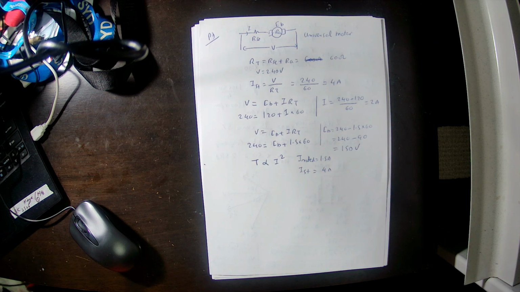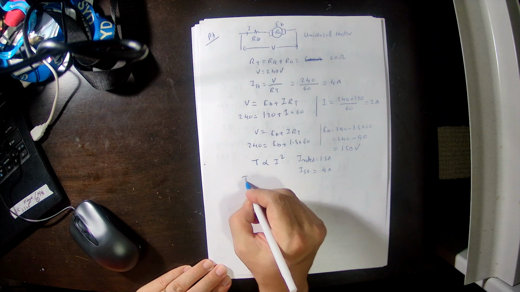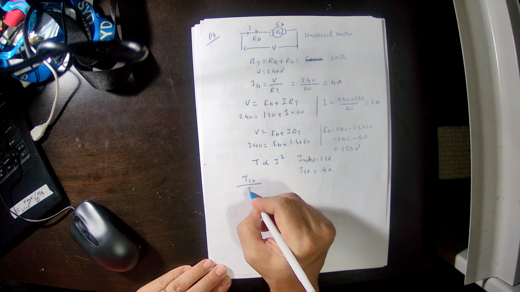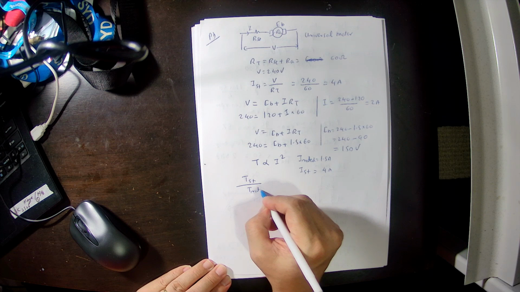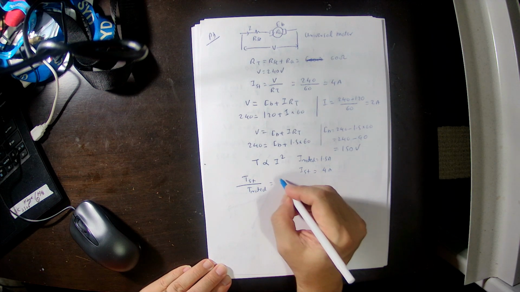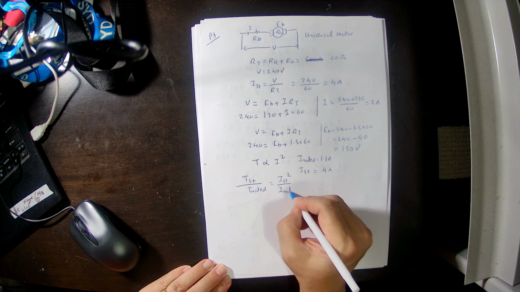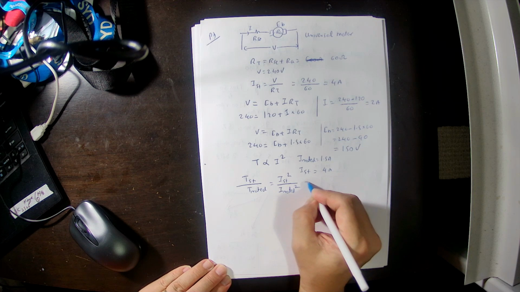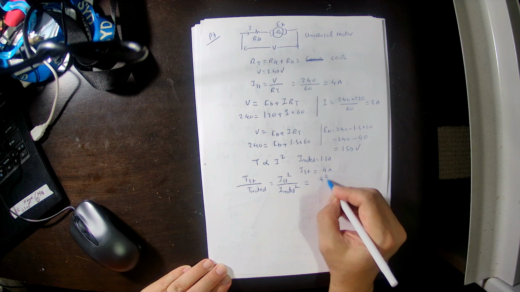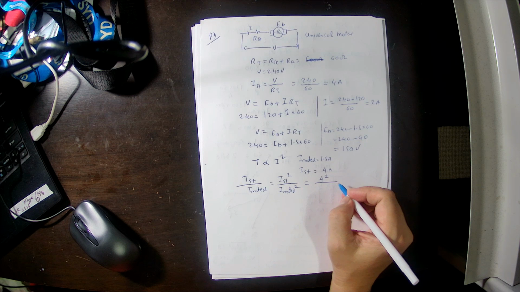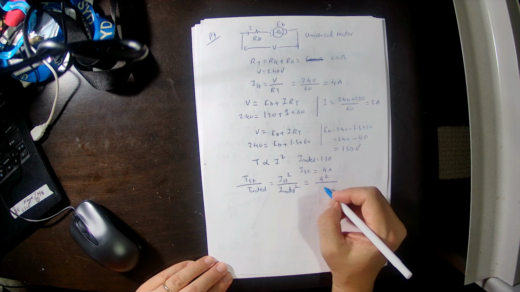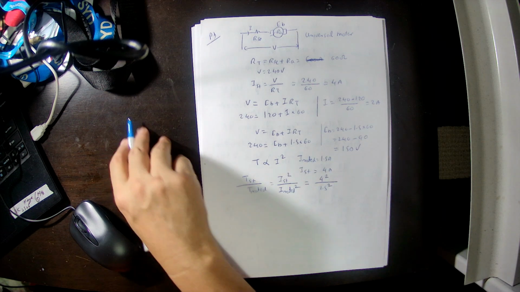So that we can now write down T starting divided by T rated equal to I starting square divided by I rated square. So the starting current is 4 ampere, 4 square, divided by the rated current 1.5 square. 4 square divided by 1.5 square.